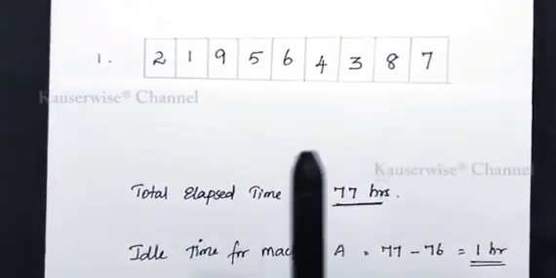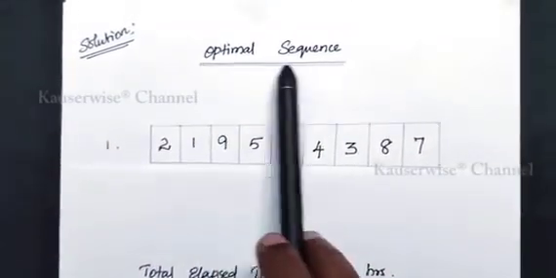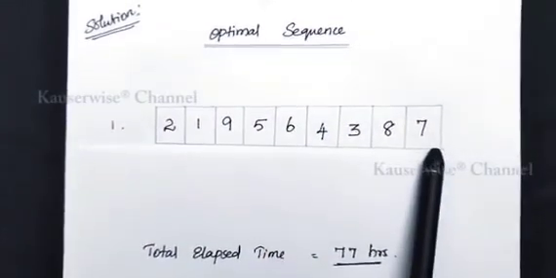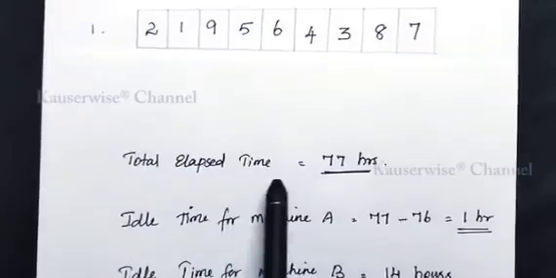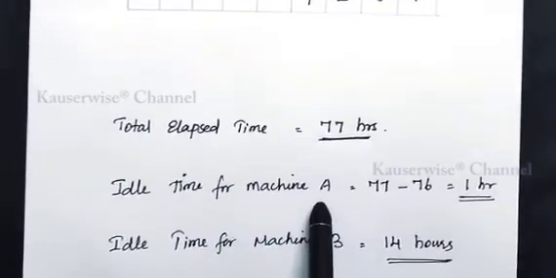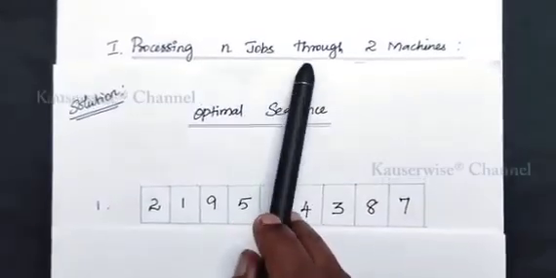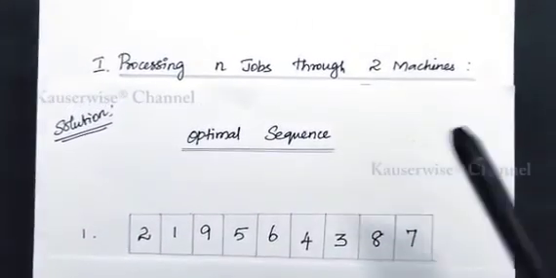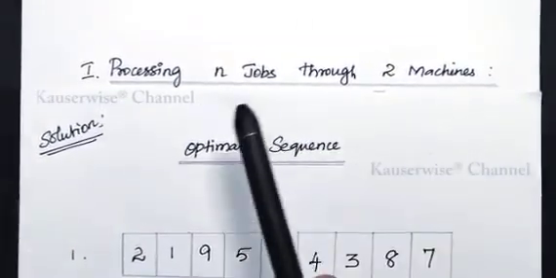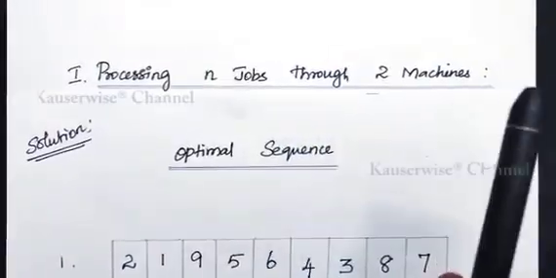So far we have seen how to find the optimal sequence for 9 different jobs and finding total elapsed time and idle time for machine A and idle time for machine B for processing n jobs through 2 machines. In the next video we are going to see processing n jobs through 3 machines.